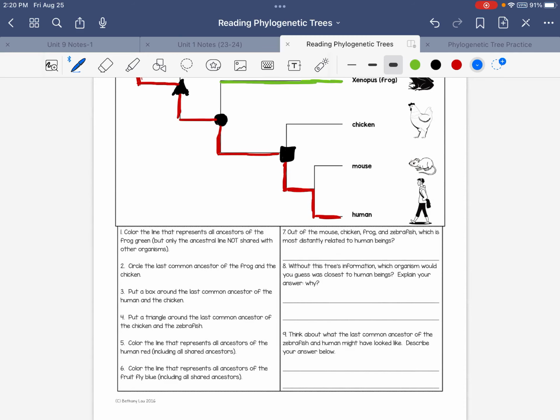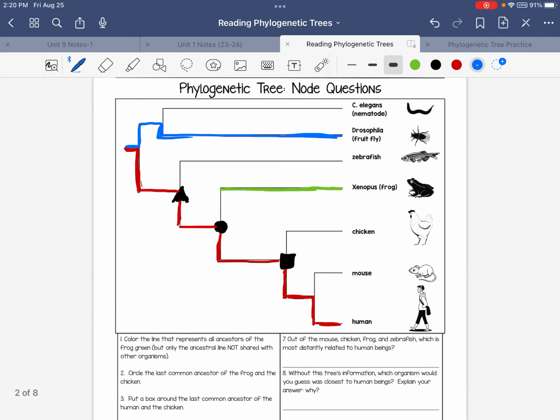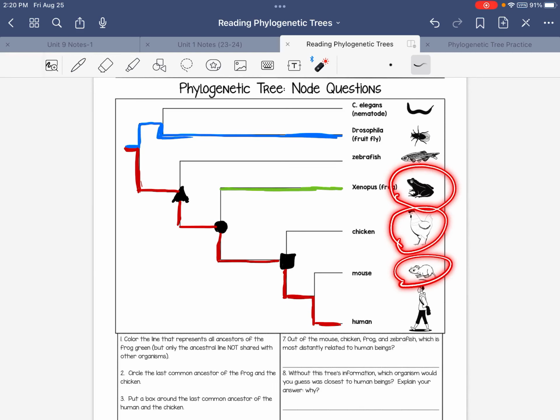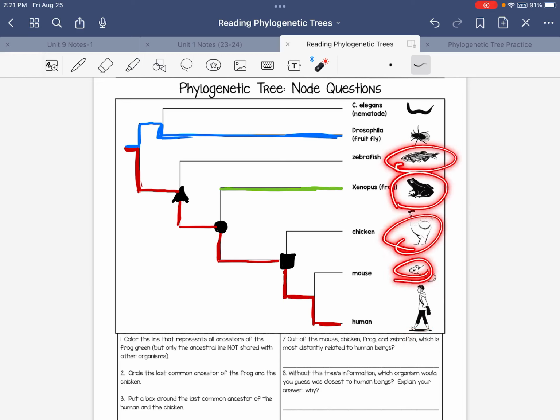Okay, number 7. Out of the mouse, chicken, frog, and zebrafish, which one is most distantly related to the human beings? Okay, so mouse, chicken, frog, and zebrafish. Which one is most distantly related to us? We're all the way down here, right? Well, you might think, okay, zebrafish is further away when we're just looking at this linearly, right? So it must be the zebrafish. Well, that is the correct answer. It's the zebrafish, but there's a different reason.